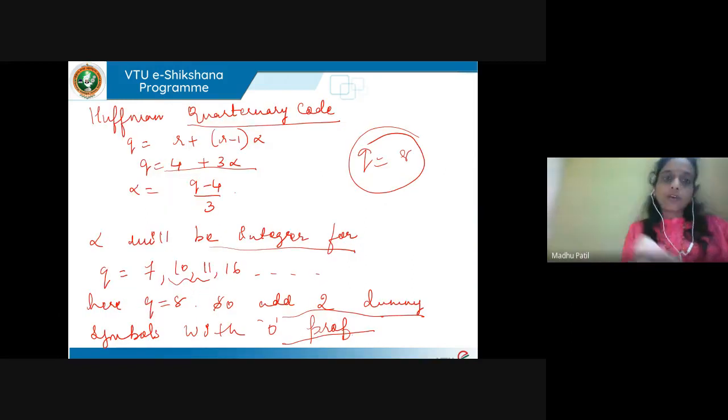Next, if I want Huffman quaternary, I have to first calculate the equation to check whether alpha is an integer or not. Here q is 8. 8 minus 4 by 3, I'm getting 4 by 3. To make this an integer, it should be equal to 10. 10 minus 4, 6 by 3. I get alpha as 2. So I should add two dummy symbols with zero probability. So let me do the same problem with quaternary.